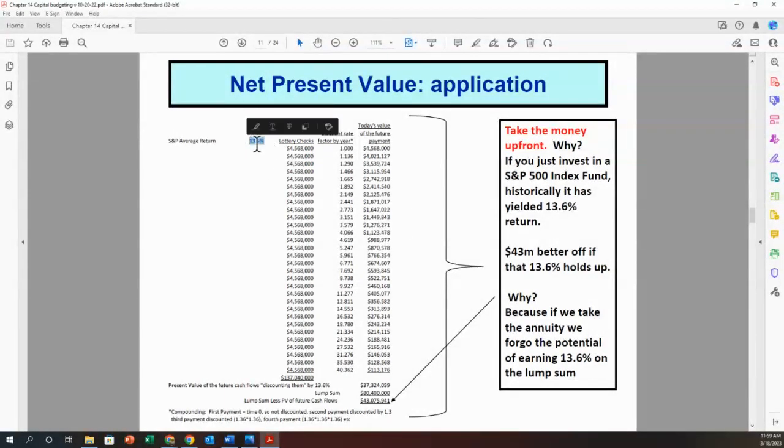So that's my discount rate. That's what I'm going to use. So we take next year's check. I go back to the lottery office in a year. I'm here to pick up my second check.